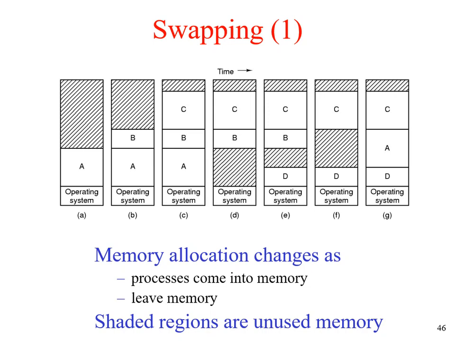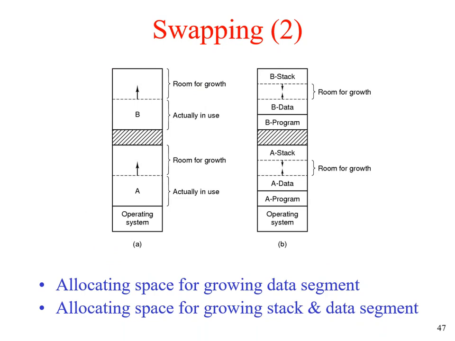We need to be in a position to understand that having fixed partitions is a problem because we will not use up all the memory that we have. So in essence, we need to look at swapping from a different perspective. When we look at swapping from a different perspective, if you look at the diagram, we allocate space for growing a data segment, right?